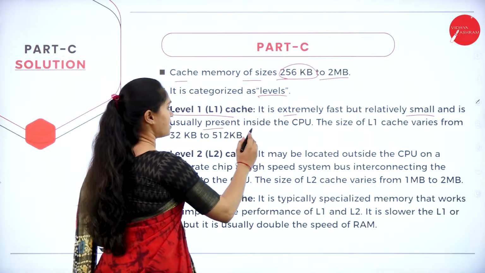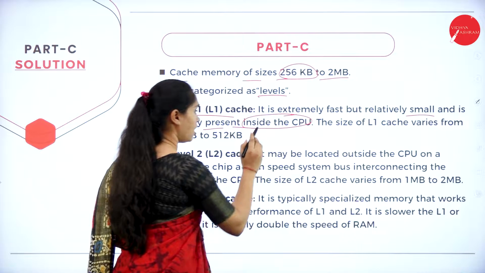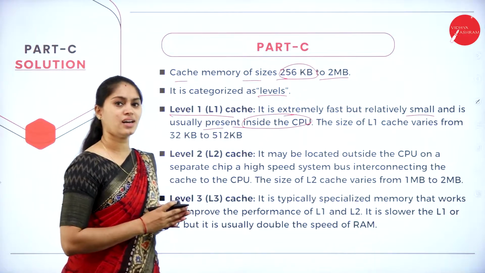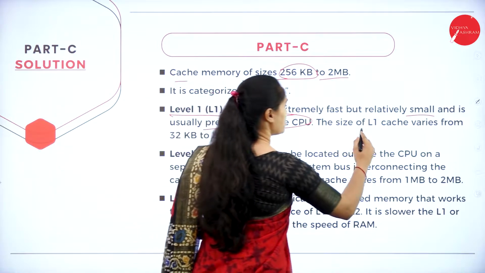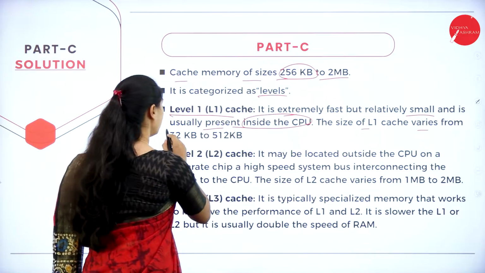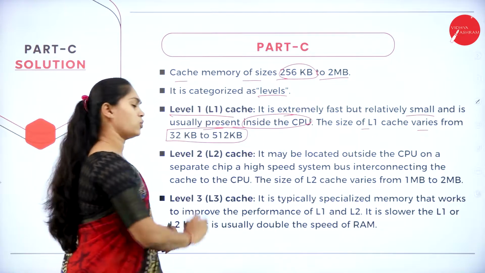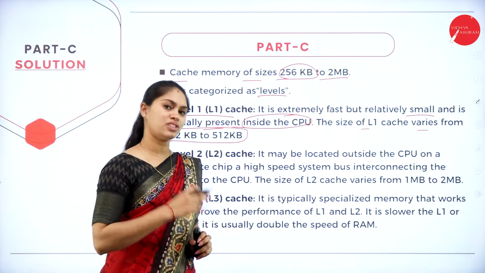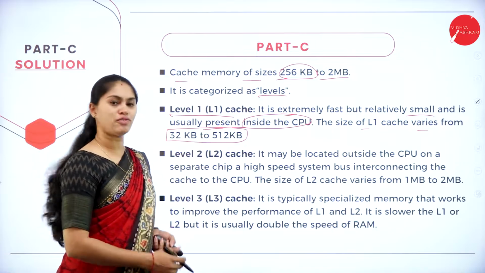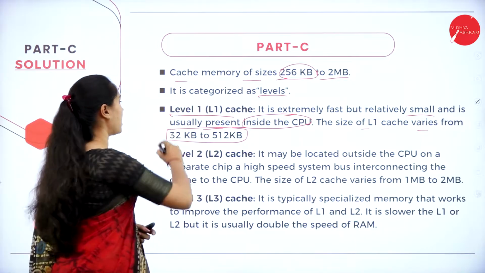and it is usually present inside the CPU. What is its location? It will be inside the CPU. And what is its size? It varies from 32 KB up to 512 KB. It has the capability to hold data of 32 KB up to 512 KB. So this is regarding level 1.